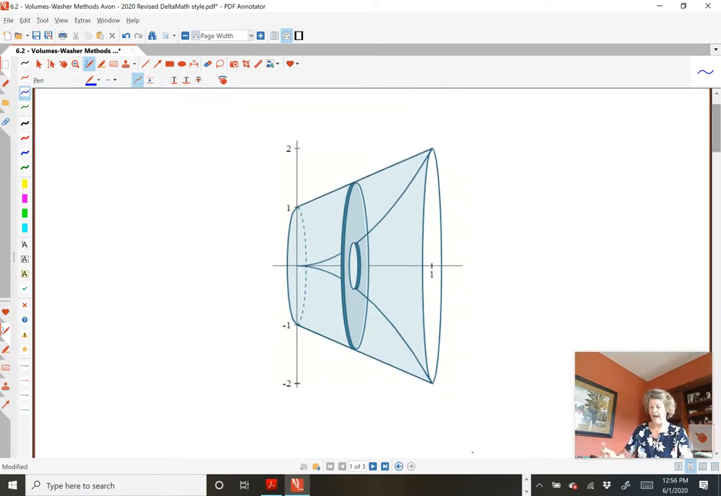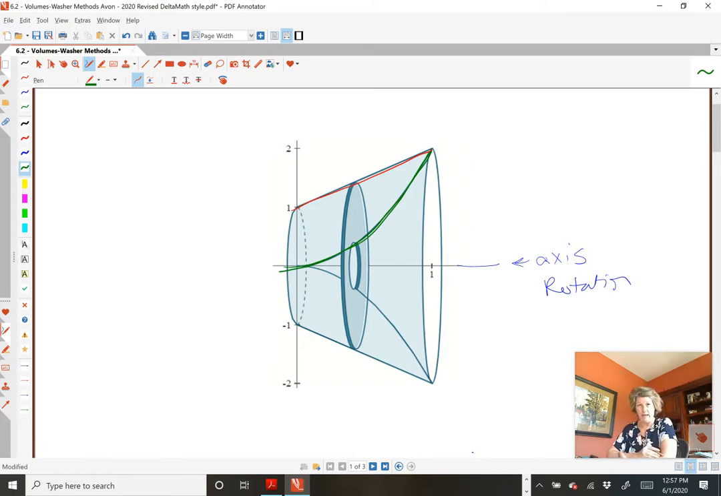So if I have this one, let's consider the x-axis as our axis of rotation. And if I have two curves, one curve looks like it's linear, the other curve is maybe quadratic there. And we want to take the region between those two curves and rotate it about the x-axis, it would come out looking something like this.